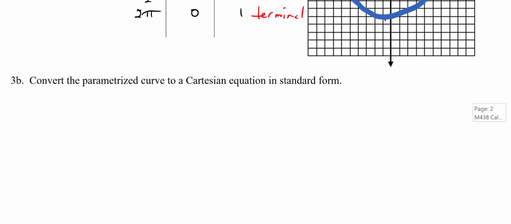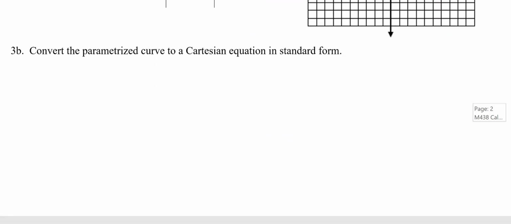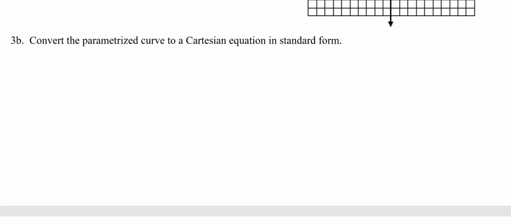Okay. Let's convert this. Convert the parametrized curve to a Cartesian equation in standard form. This is a little more challenging, but not a big deal. Okay. So what I'm going to do is, it does look like a circle. So it's interesting. We have x equals sine of t and y equals cosine of t. Let me write this out here. x equals sine of t and y equals cosine of t. Anyway, that's what it is, right?